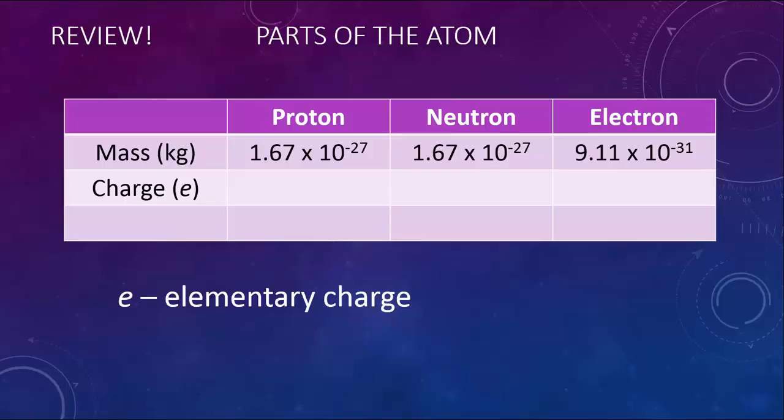Last year, and before that, if you described the proton as positive 1, what you meant was positive 1 elementary charge. Neutrons, as you know, are neutral, we can call that 0, and electrons you've called negative 1. And again, when you said an electron was negative 1, you meant it was negative 1 elementary charge.